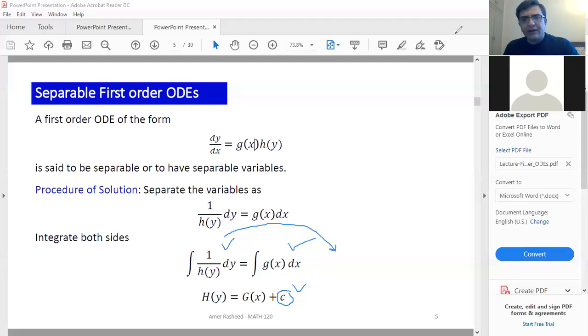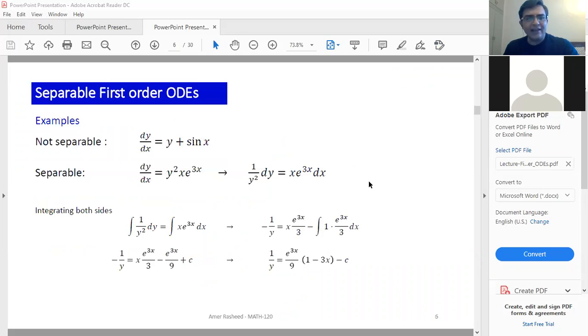I hope you got it. Those are separable differential equations. If you have any questions, you can ask me. Otherwise, we are going to discuss examples of separable differential equations. On the next slide, I have provided a couple of examples. Number one is this one.